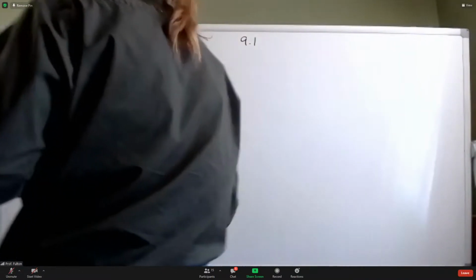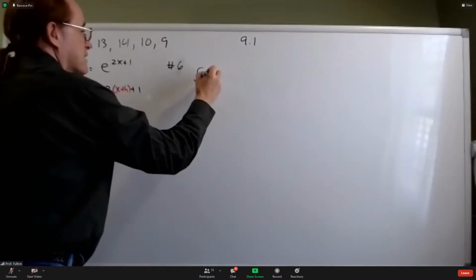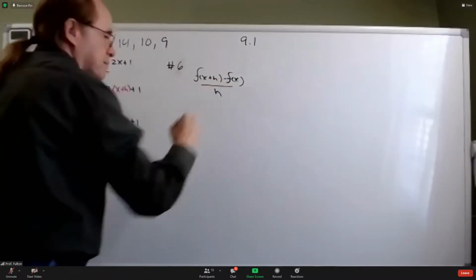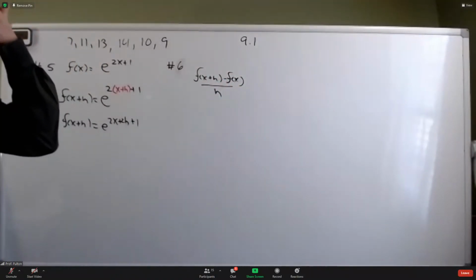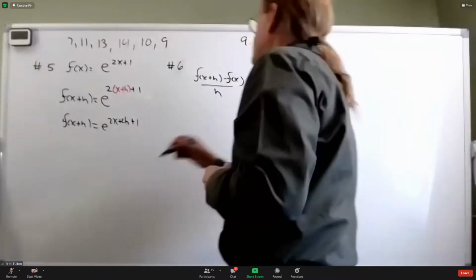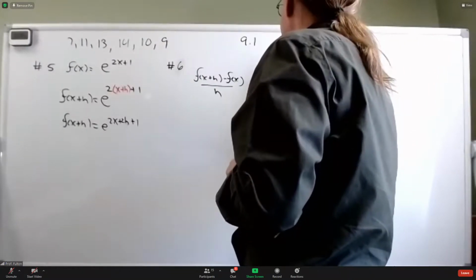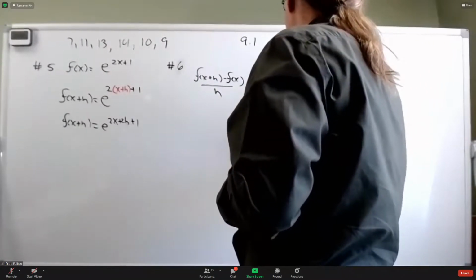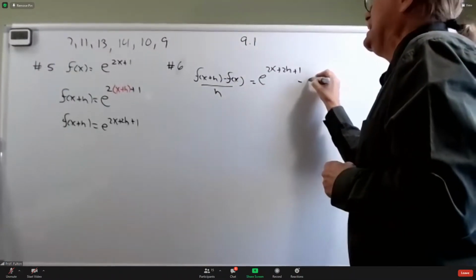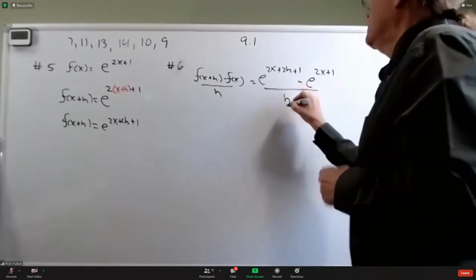This is a calculus calculation. So now you've got to put everything together. So you take your f of x plus h minus f of x over h. I'm going to show you the form that you're going to want to put it in when you get to calculus. So I just computed f of x plus h. So that's just equal to e to the 2x plus 2h plus 1 minus f of x. So that's e to the 2x plus 1, all over h.